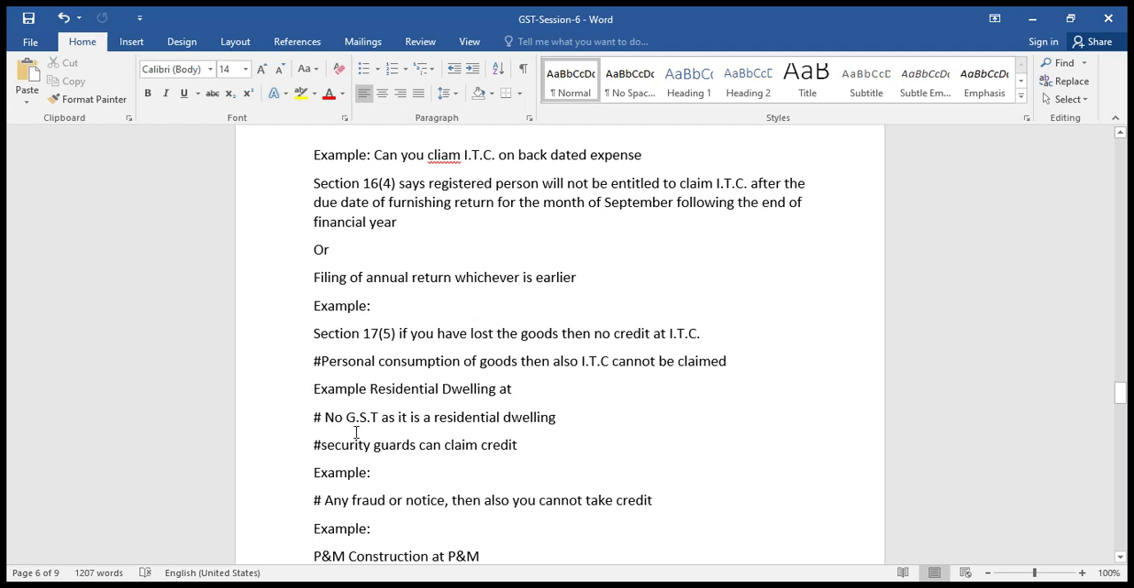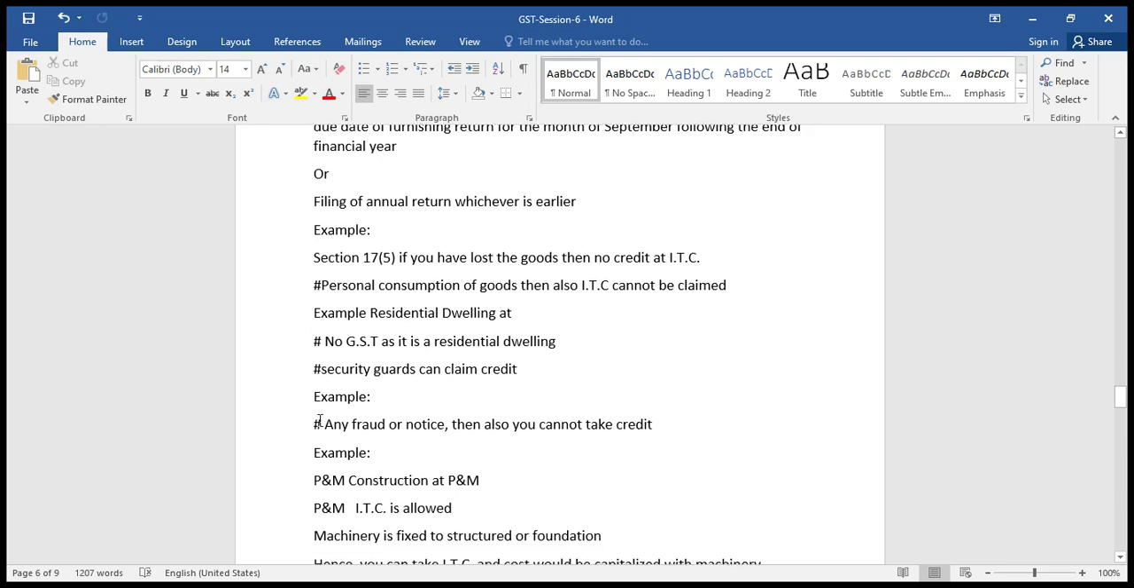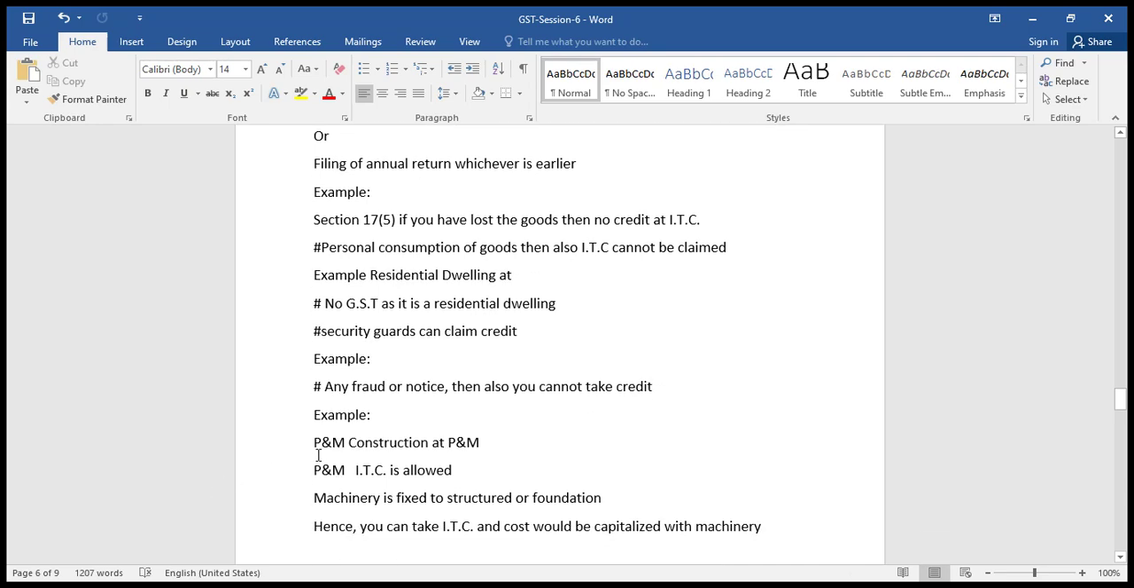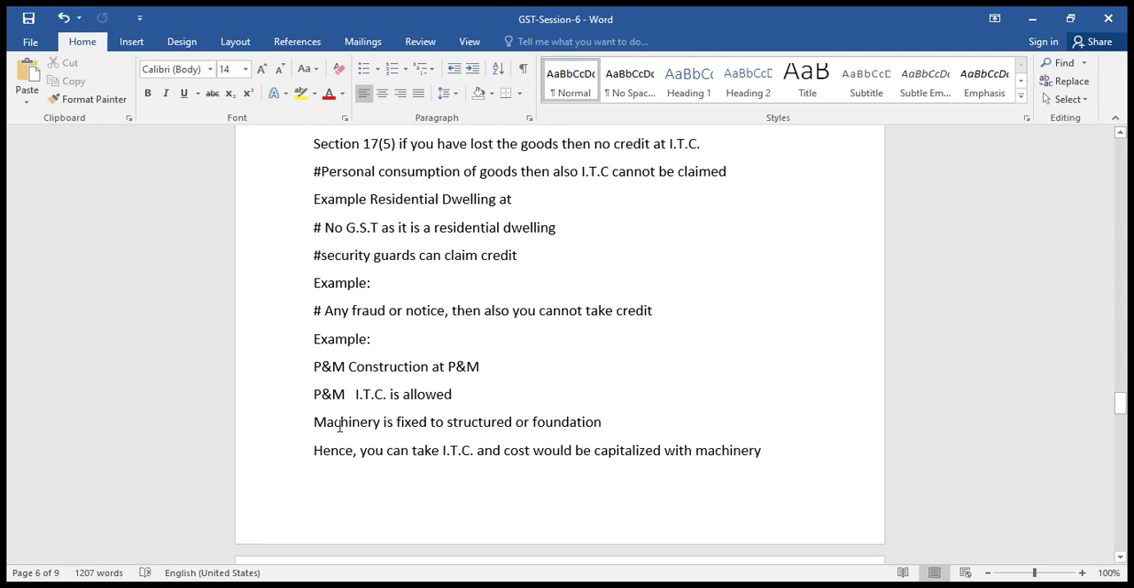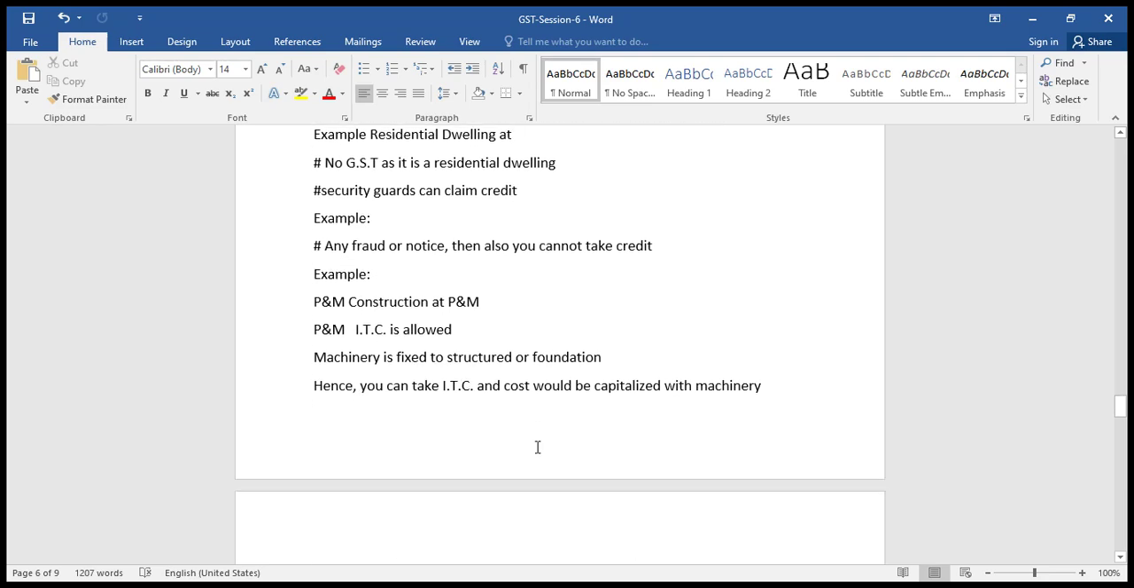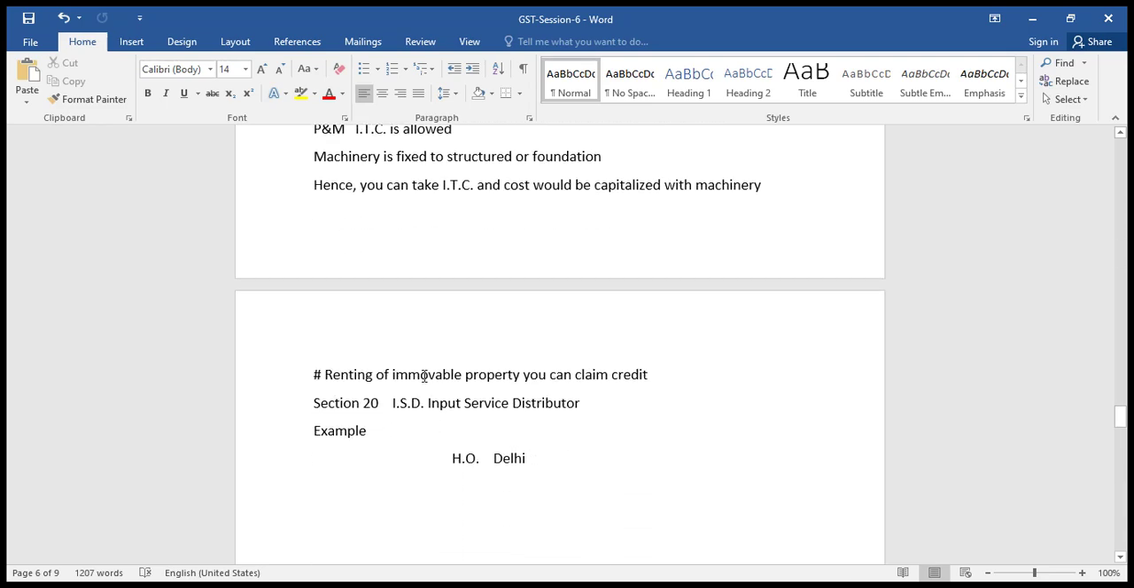Example, residential dwelling. No GST, then also no GST as it is a residential dwelling. Security guards, can claim credit. Any fraud or notice, then also you cannot claim credit. Purchase of plant and machinery, construction and plant and machinery, ITC is allowed. Machinery is fixed to a structured foundation, hence you can take ITC and the cost is to be capitalized with the machinery. Renting of immovable property, you cannot claim credit.